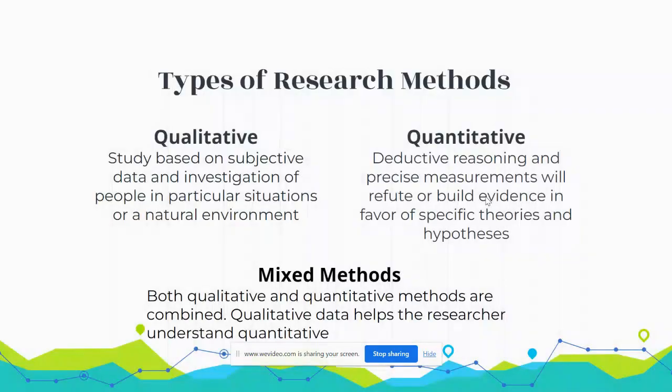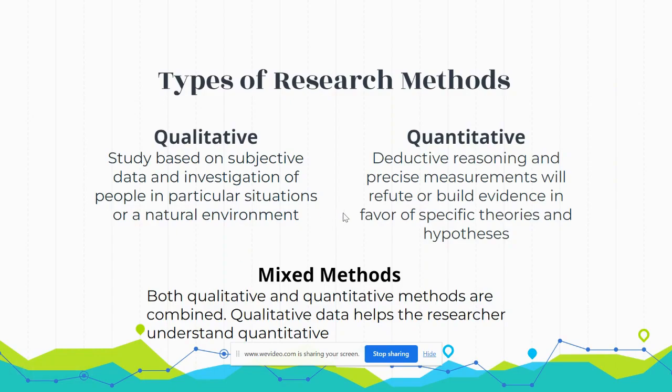All right, so the types of research you can do. For us, we're going to focus today on quantitative methods. Quantitative methods use deductive reasoning, they use precise measurements, they build evidence in favor of specific theories or hypotheses, as opposed to qualitative methods, which are a little bit more subjective and use the natural surroundings. A mixed method approach is where you combine both together, usually taking qualitative data to help you understand quantitative data.